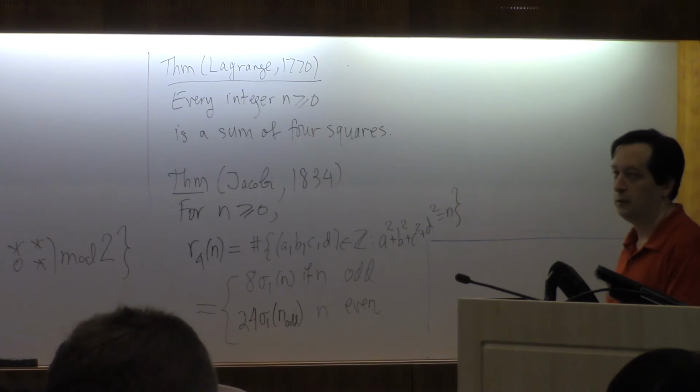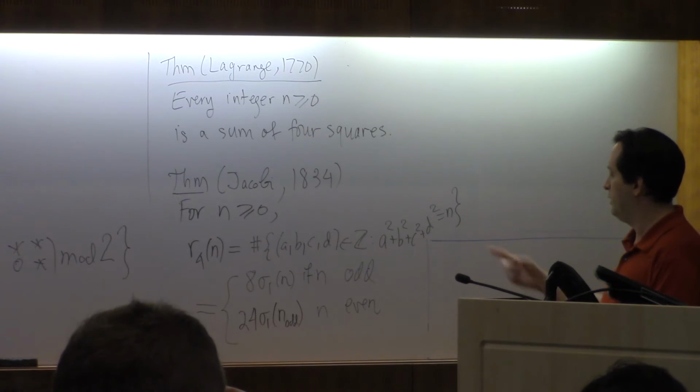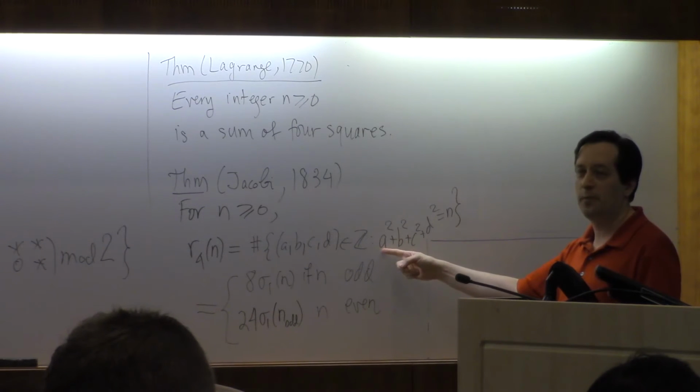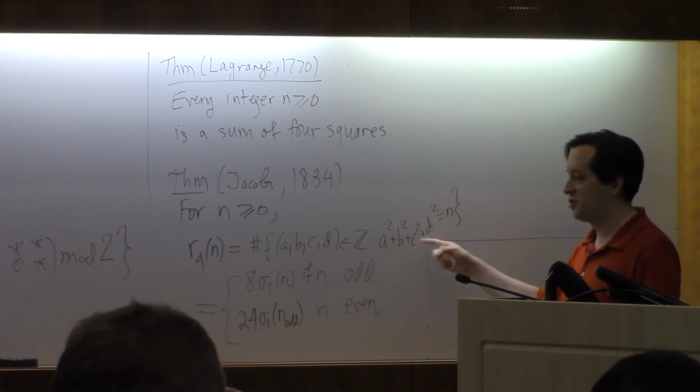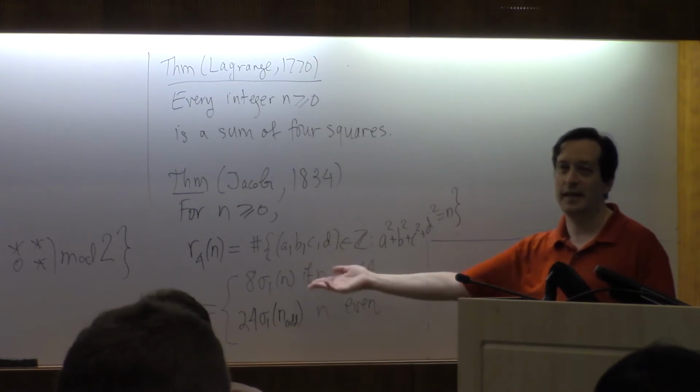For example, let's try n equals 1. I want to write 1 as a sum of 4 squares. Well, 3 of the terms are going to be 0, and one of them will be plus or minus 1. So it's 2, 4, 6, 8. It's 8 choices. And 8 times sigma 1 of 1 is 8. It works.